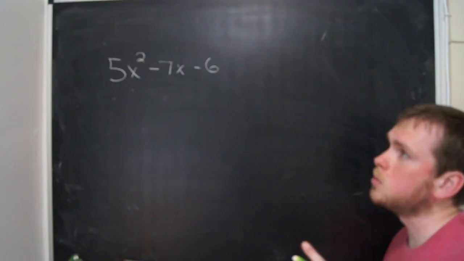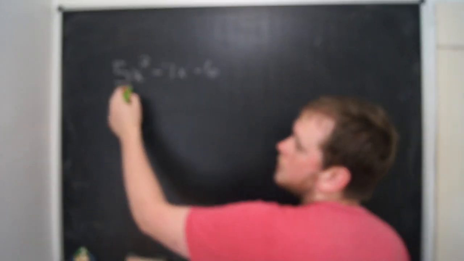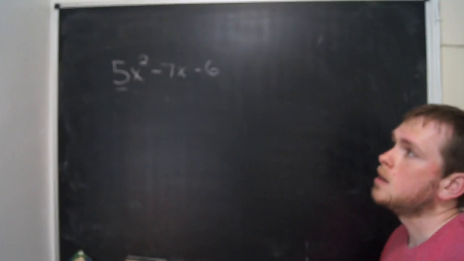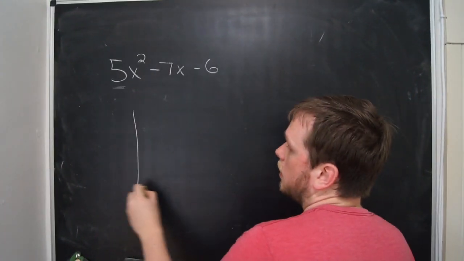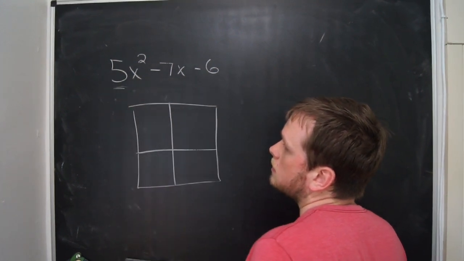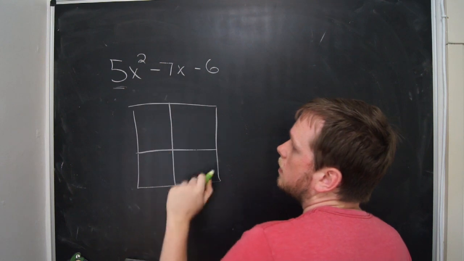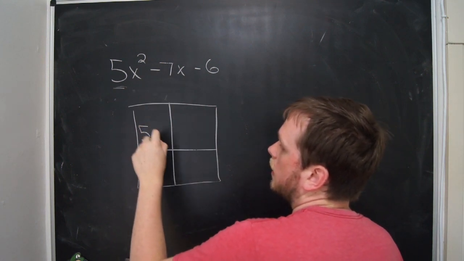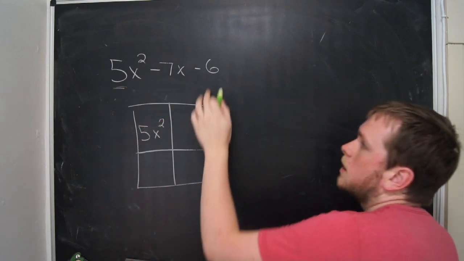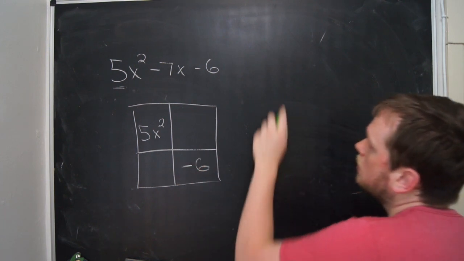Alright, so why don't we do one more? Because I want to do one with you where the lead coefficient isn't 1. In this case, the lead coefficient is 5. So let's set up our box. Front, or leading term, I should say. Leading term is 5x squared. So I'm going to put my 5x squared here. My trailing constant is negative 6. So I'll put my negative 6 there.